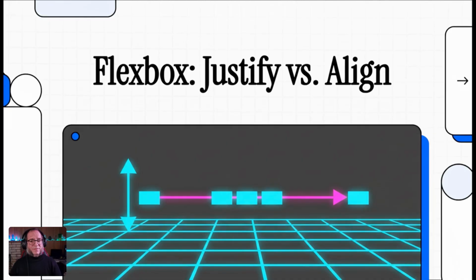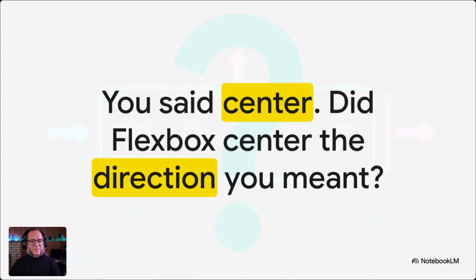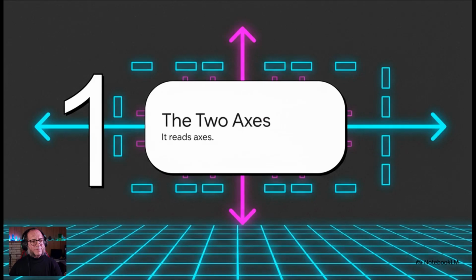So you're trying to center something in Flexbox. Should be simple, right? You told it center, and Flexbox heard you. But did it center things in the direction you actually meant? Yeah. Welcome to the age-old battle of justify versus align. Here's the secret you need to know. Flexbox doesn't read your mind. It reads axes, and literally everything you do depends on which way your content is flowing.